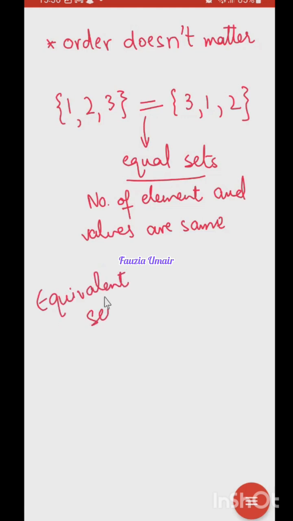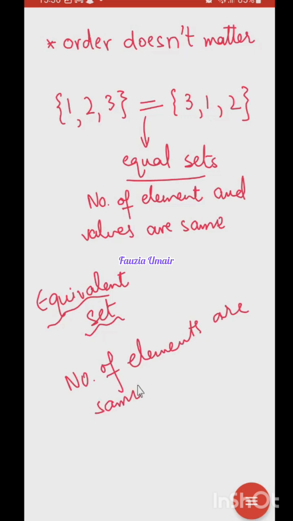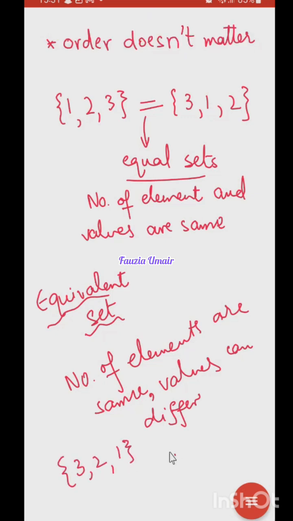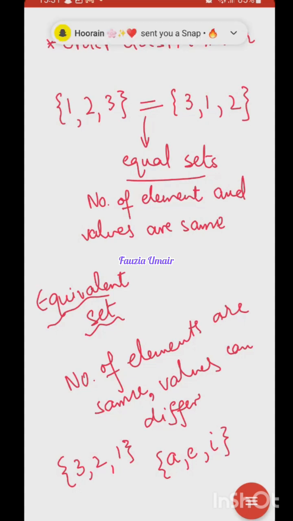Equivalent sets are those sets where the number of elements is the same, but the values can be different. Just like in equivalent fractions we say the meaning is the same but the numbers can be different. So here the number of elements is the same but the values can differ. For example, one set is 3 2 1 and the other set is A E I. Both sets have 3 elements, the values are different, but they are still equivalent sets, because their size is the same. Remember it this way: equal sets are exactly the same, equivalent sets are not exactly the same but their size is the same, the number of elements is the same. Okay, so let's start with the first.